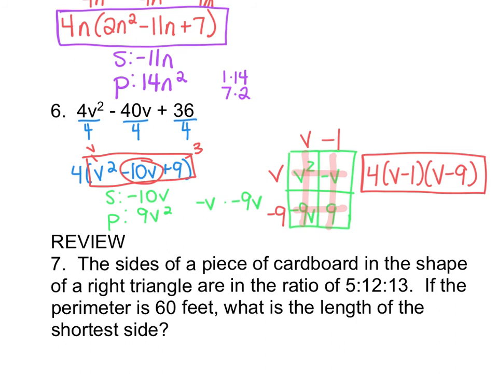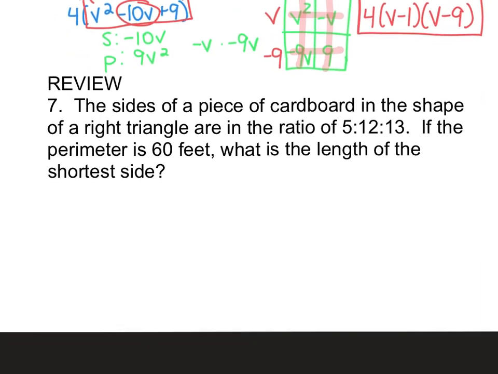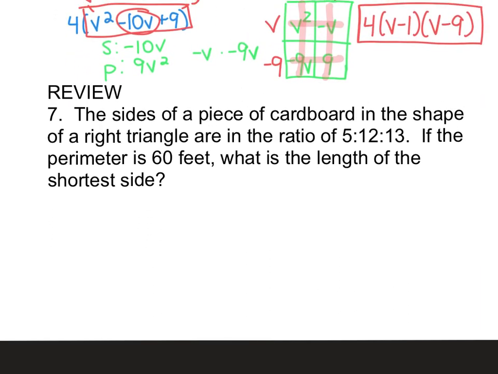All right, so let's look at review. Remember, we're going to continue to throw in review questions because of that end of course exam and to refresh our memories on things that we did in the first semester or earlier in this semester. So let's go ahead and read this problem. The sides of a piece of cardboard in the shape of a right triangle are in the ratio of 5, 12, 13. If the perimeter is 60 feet, what is the length of the shortest side?